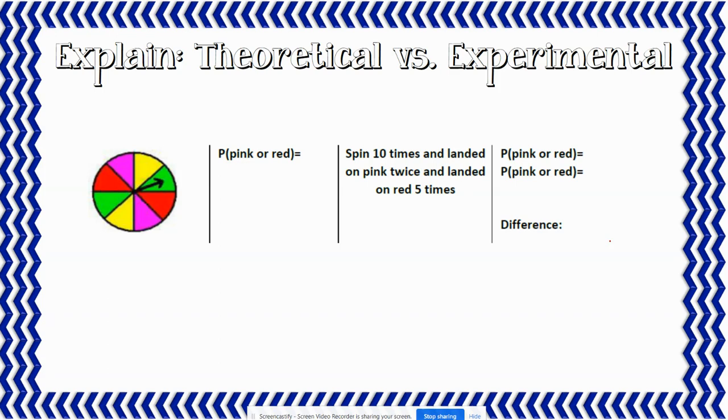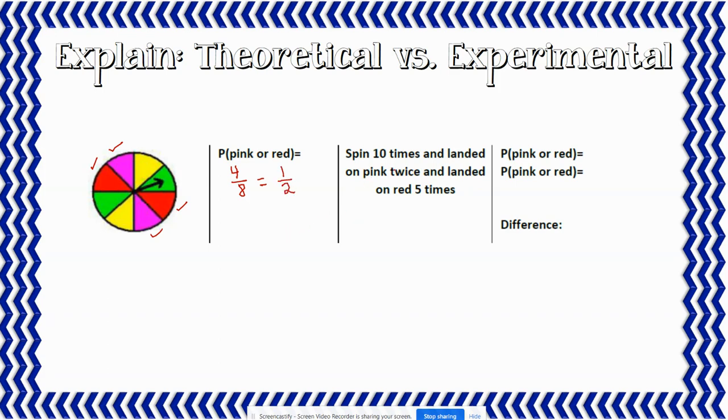Now let's look at our spinner. This is asking for the probability of pink or red. Well, when you look at your spinner, you see that you should have 8 total sections. And 1, 2, 3, 4 of those are either pink or red. So the probability of landing on pink or red is 4 out of 8, which would simplify to 1/2.